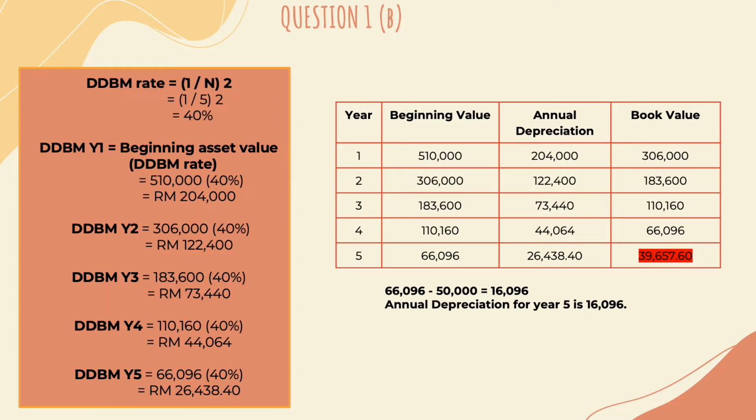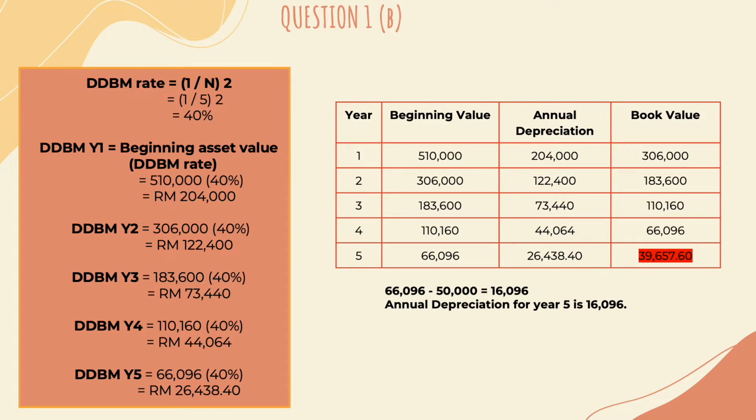Next, move on to question 1B, which requires us to construct the DDBM depreciation. First of all, we need to find the DDBM rate, and the formula is 1 divided by N times 2. N is life of asset, and in this question the life of asset is 5. So 1 divided by 5 times 2, and you will get 40% for the DDBM rate.